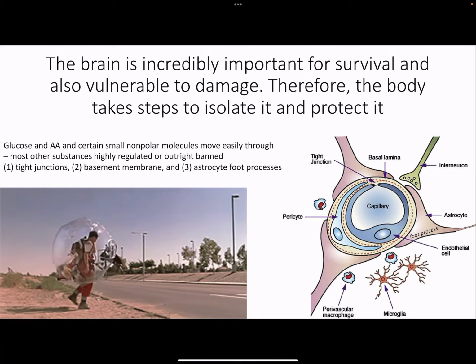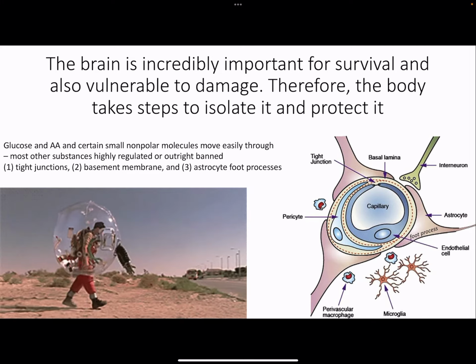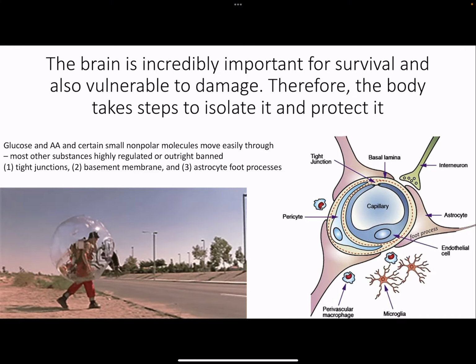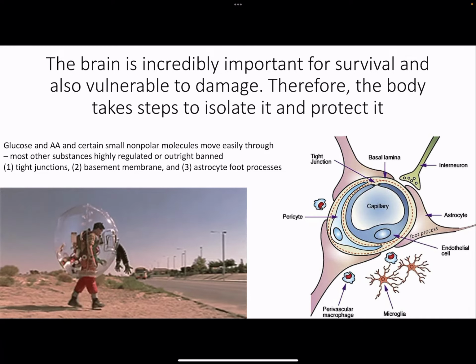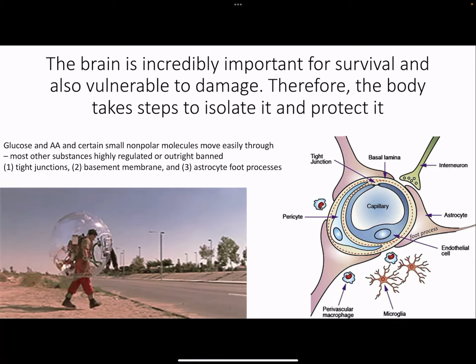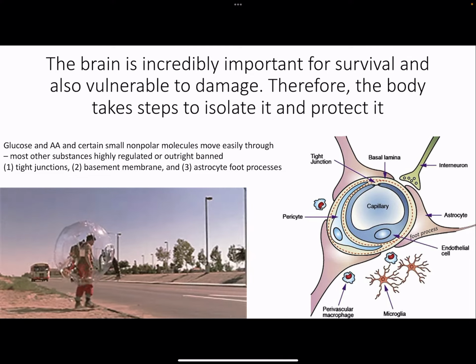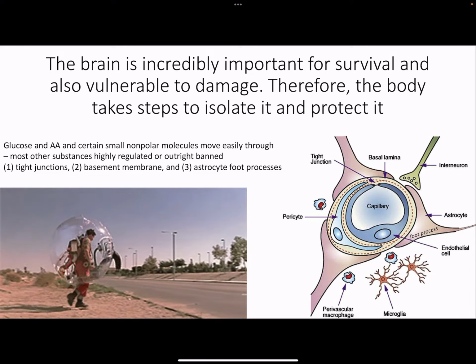So brain's crazy important, right? It's like 2% of our body mass. It's 25% of our energy demands. There's not a lot of glycogen in the brain, so it's really prone to ischemia and needs a lot of food. It's also vulnerable for a bunch of reasons, though. It's really, really soft tissue, so it's really important that the body takes steps to protect it.